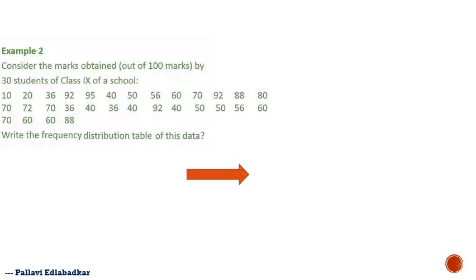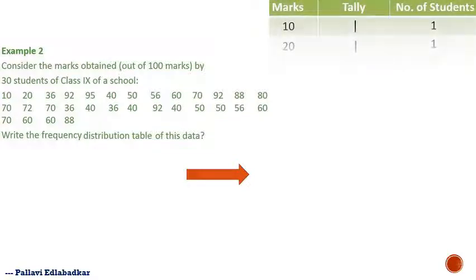No doubt we'll be able to analyze the data later on. But it will be definitely very time consuming. So we'll have to think of another method to arrange this data. If we think of tabulating this data, what will be the columns which we will require? Definitely one column will show us the marks which are obtained by the students.